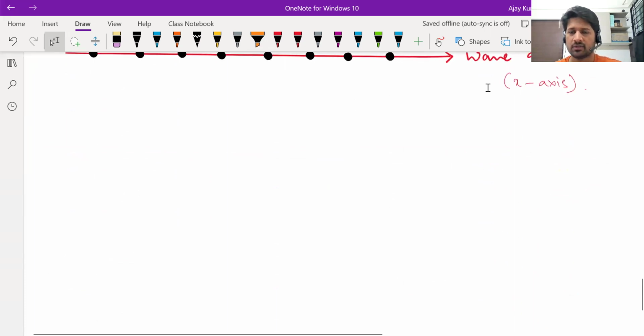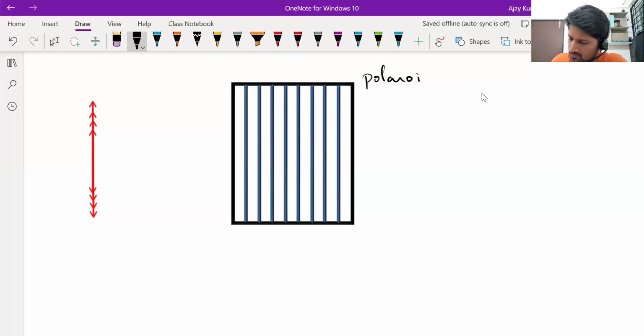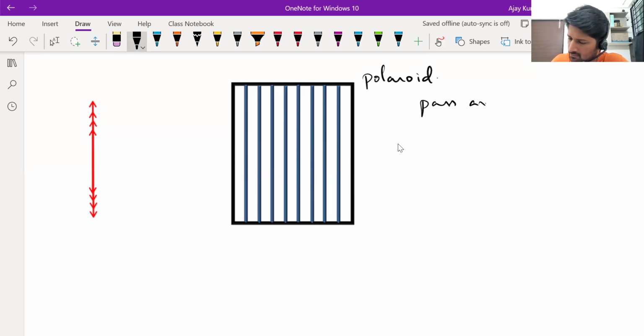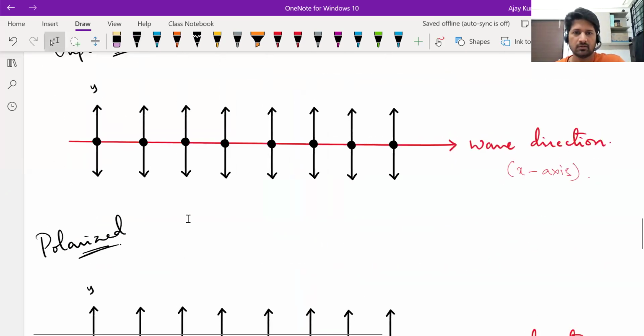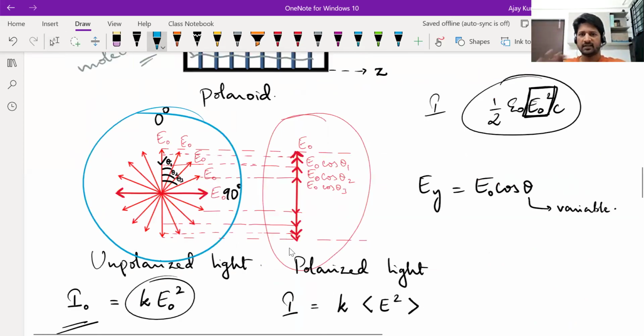Just a moment. I'll give you another diagram. Consider a situation like this. Assume this is a polaroid. Its pass axis is the y-axis. Means it allows electric field in the y direction to pass through it. Now, if light is unpolarized, you will have electric fields in different directions in the YZ plane. We are assuming the wave is traveling in the x-axis, perpendicular to your screen. So electric fields will be in random directions in the YZ plane.